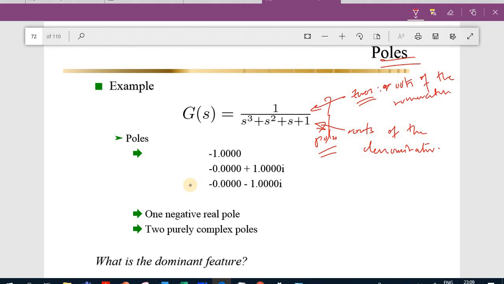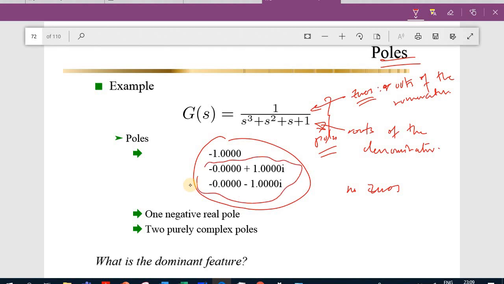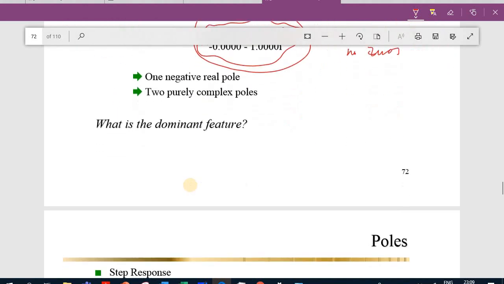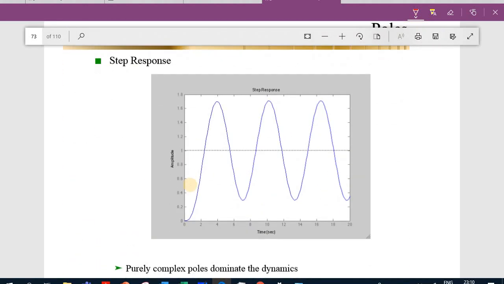Okay, so here simply in this problem that I have here, I have no zeros because I don't have an S here. However, about the poles are the ones here, you can see that this is negative, and these two have no real parts and they have only the imaginary part. But these are complex. Complex means what? Means oscillatory, right? So one negative real pole and two pure complex poles. How would that look like? It would look like something like that. Why is it unstable?